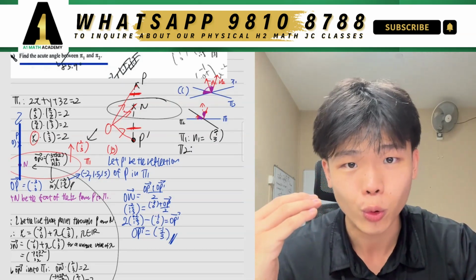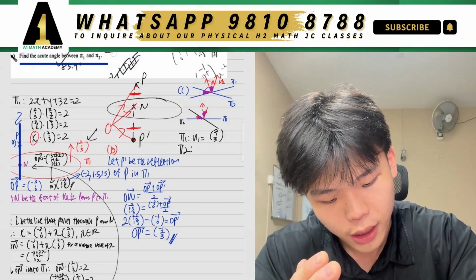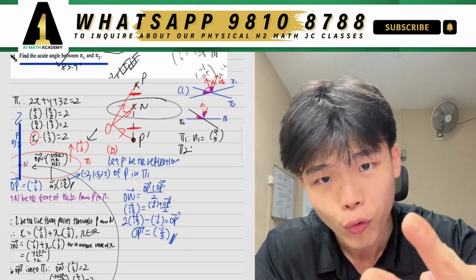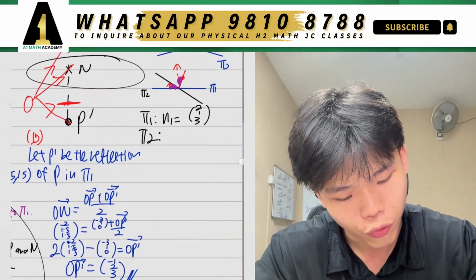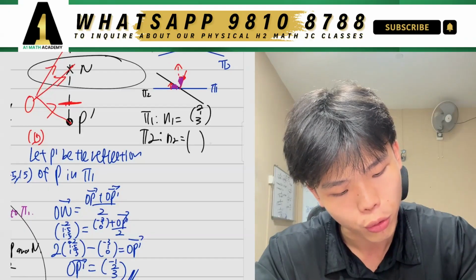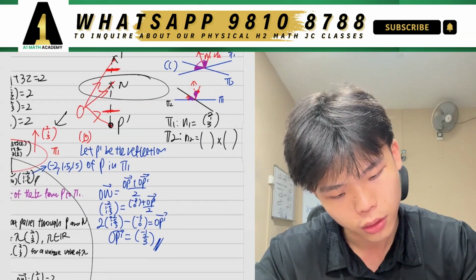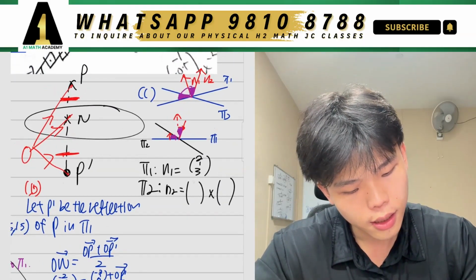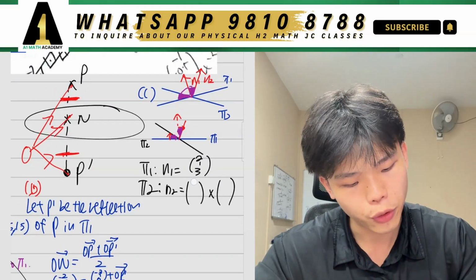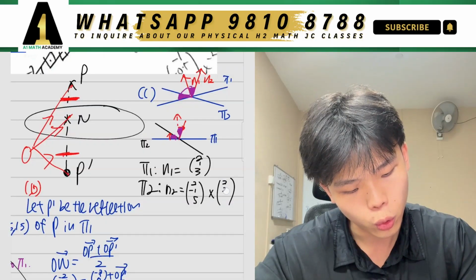How we do that is we need to do our cross product, because over here the question actually gives us two vectors that are not parallel to each other that lie on the plane. So to find the normal, we just need to do the cross product of these two. And all we need to do is the cross product of (2, -1, 5) and (2, 2, 3).